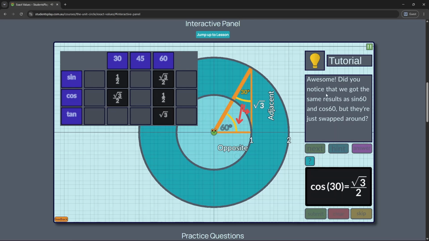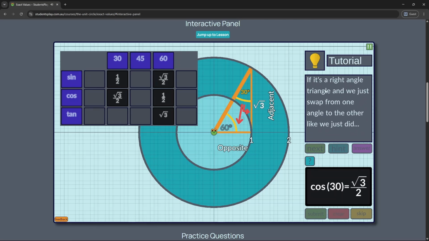Awesome. Did you notice that we got the same results as sine 60 and cos 60, but they're just swapped around? Okay, so we got 1/2 down here for cos 60, and then sine 30 got us 1/2. And then over here, we got root 3 on 2 for sine 60, and then cos 30 got square root of 3/2 as well. Huh. It's not a coincidence. This always happens with sine and cos.